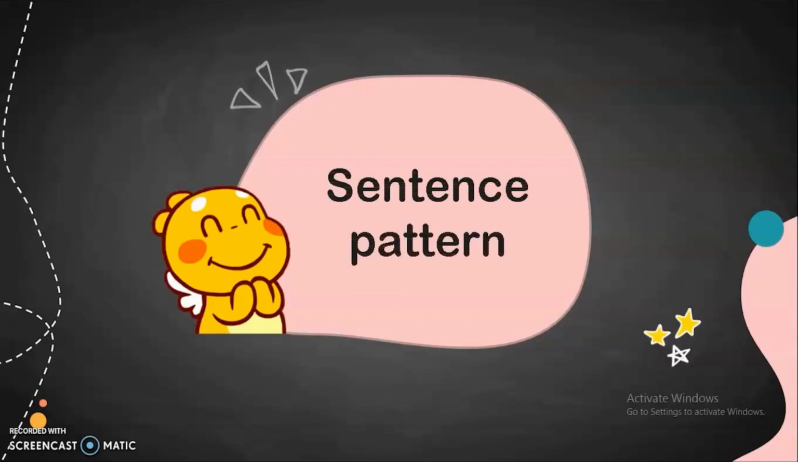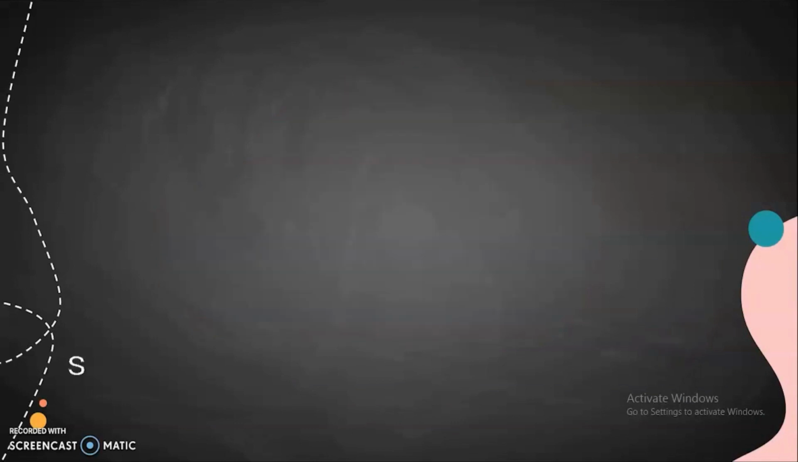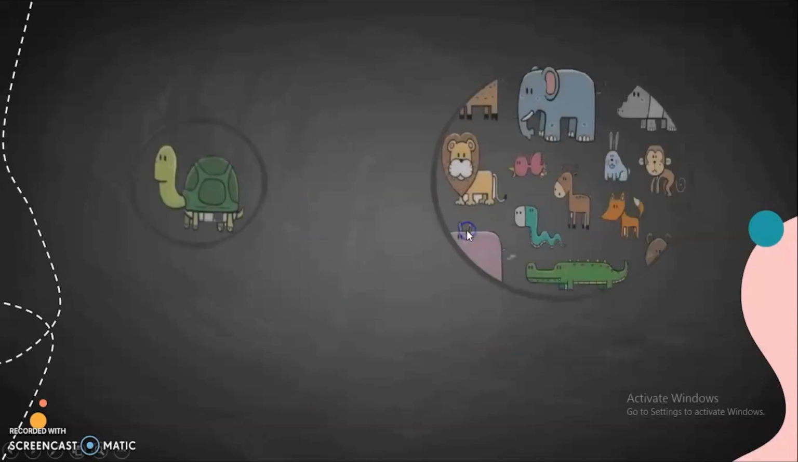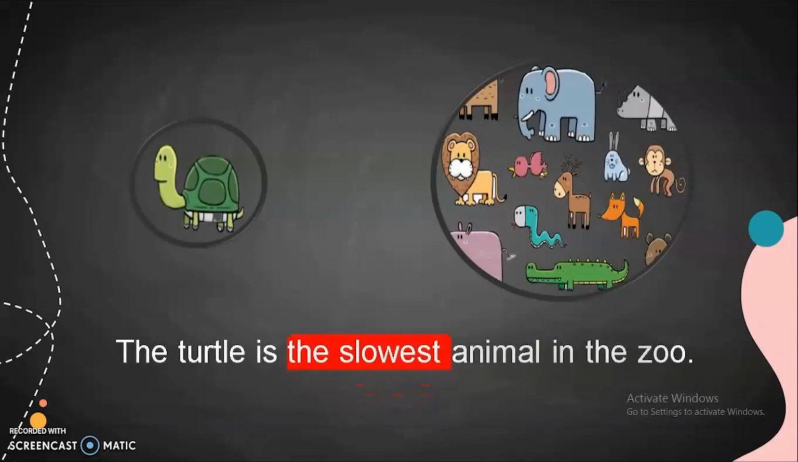The most common sentence pattern for the superlative adjective in English is subject plus verb plus the plus superlative adjective plus object. Let's look at the example of superlative in the sentence. The turtle is the slowest animal in the zoo.